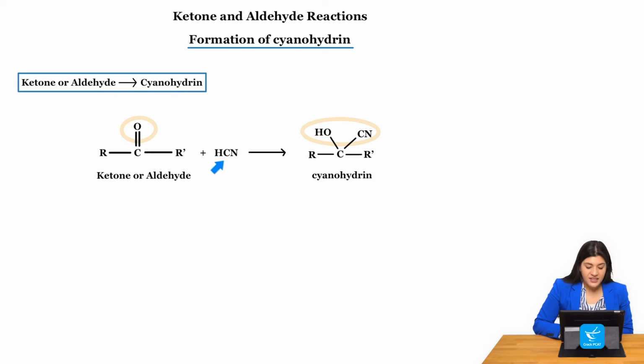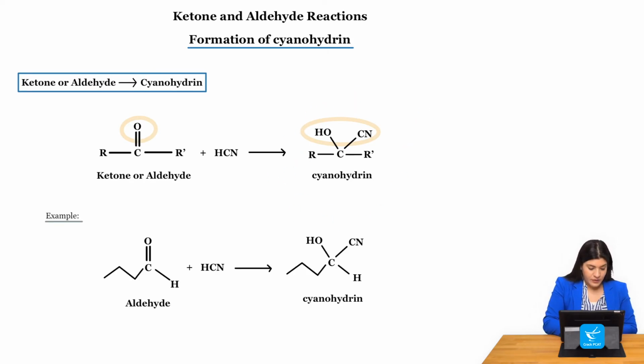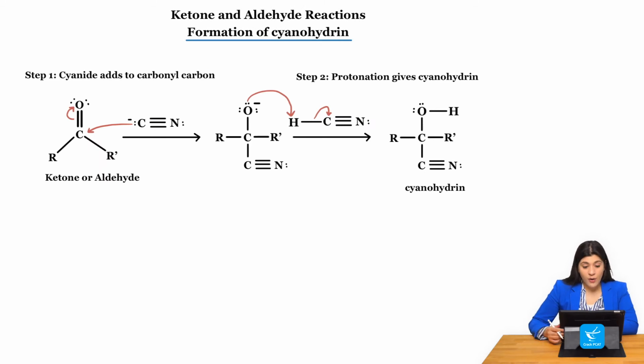We're adding HCN, and that forms that cyanohydrin. For example, if I had an aldehyde, I added that HCN. All I'm doing is removing this carbonyl group and changing that to OH and CN. Let's look at the overall process of this. So cyanide is going to add to the carbonyl carbon. These electrons then make room for that, so they go onto the oxygen, forming that alkyl oxide.